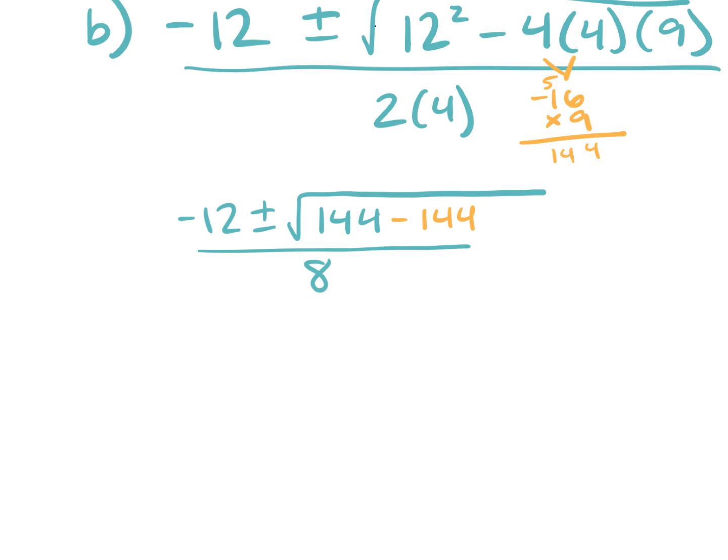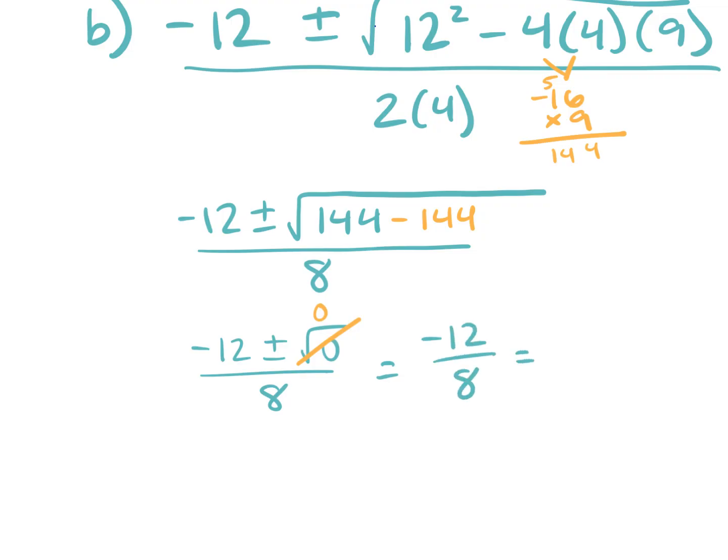Now we can simplify a little bit more. We have negative 12 plus or minus, what's 144 minus 144? 0. So we have the square root of 0. What is the square root of 0? 0. Perfect. This would just be 0. So this just goes away, because if I were to add or subtract 0, we get the same thing. So this would be negative 12 over 8.